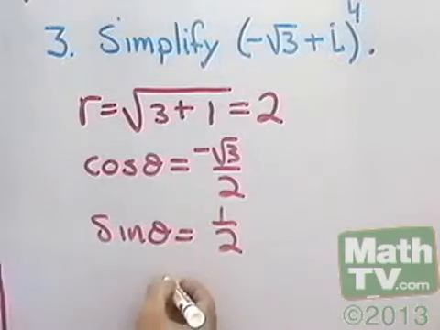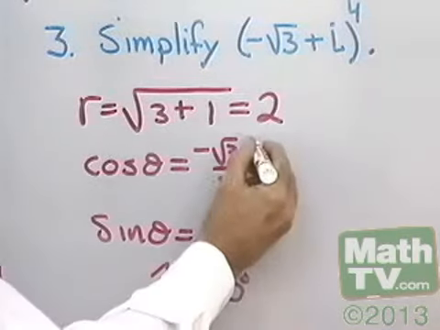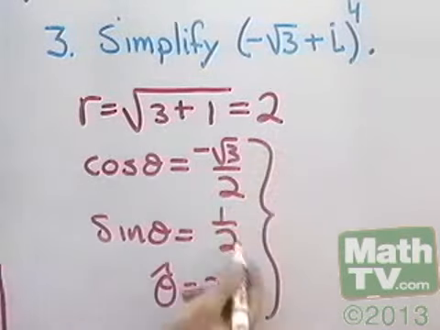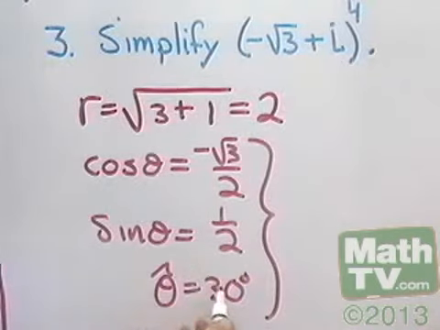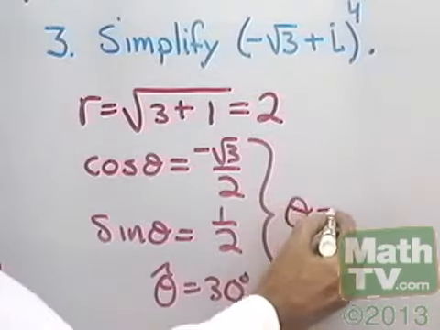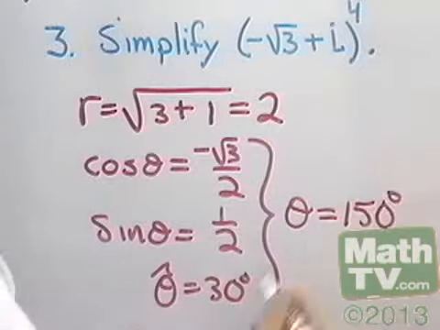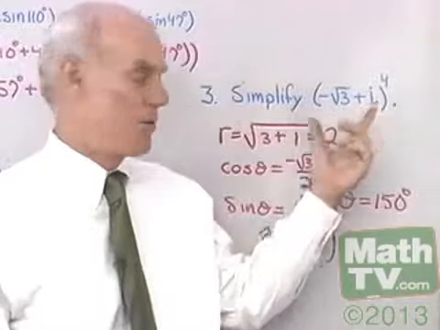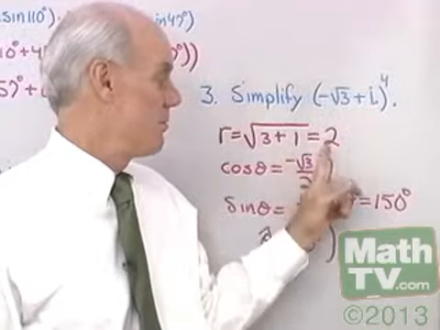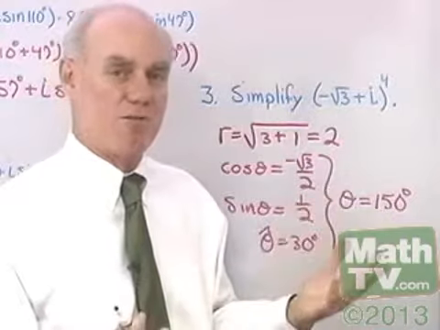So this tells me that the reference angle for theta is 30 degrees. I can look over here and see that since cosine is negative and sine is positive, I must be in quadrant number 2 with a reference angle of 30 degrees. That tells me that theta itself must be equal to 150 degrees. So now I have r and I have theta for my complex number, so I can write it in trigonometric form: 2 cosine 150 plus i sine 150 all raised to the 4th power.